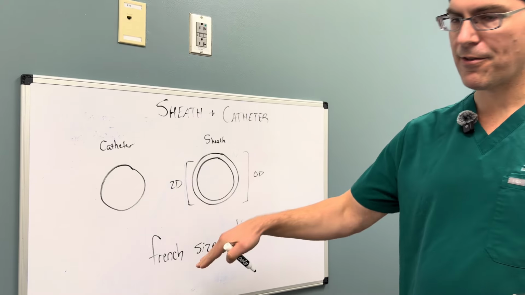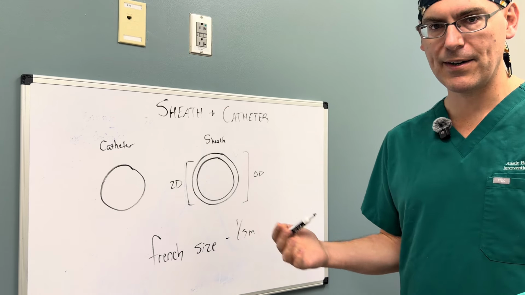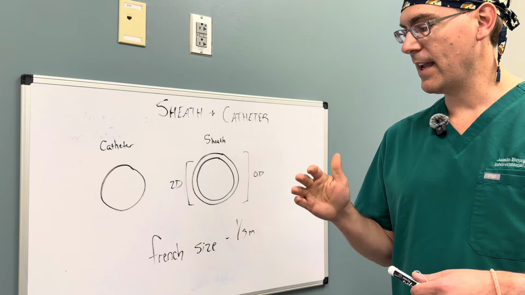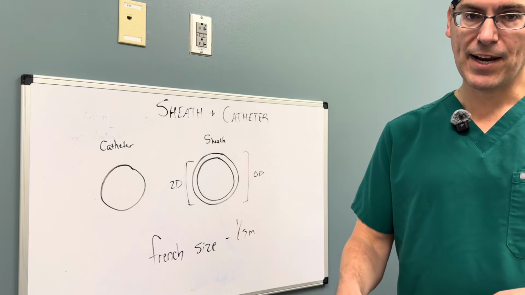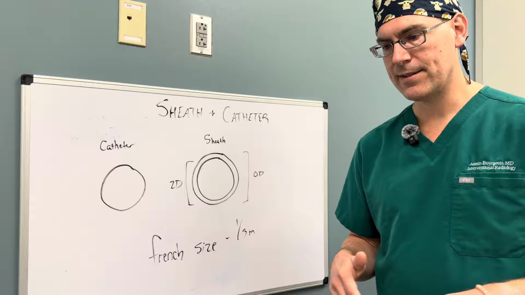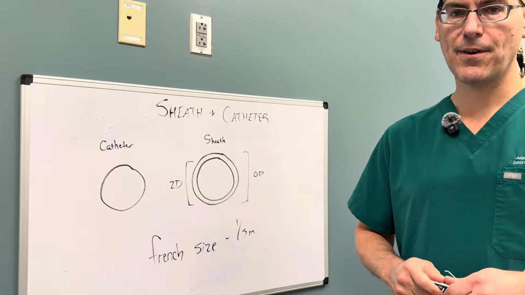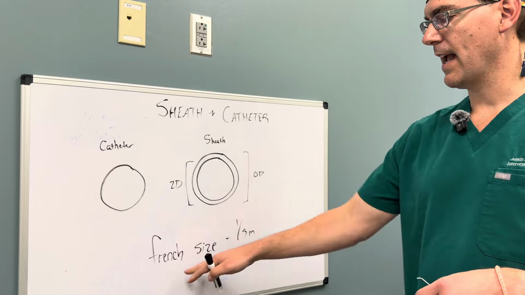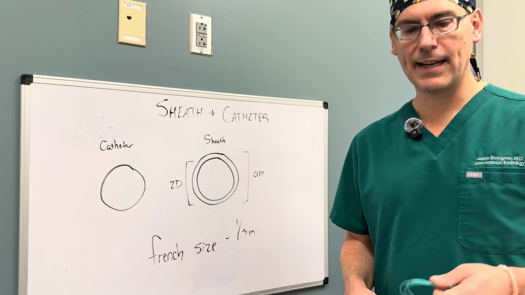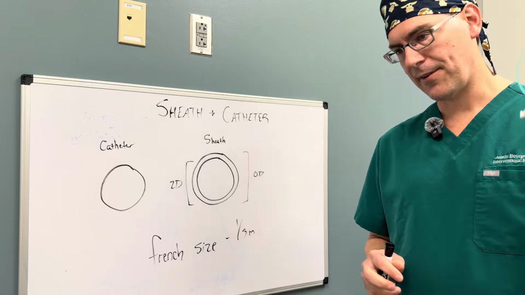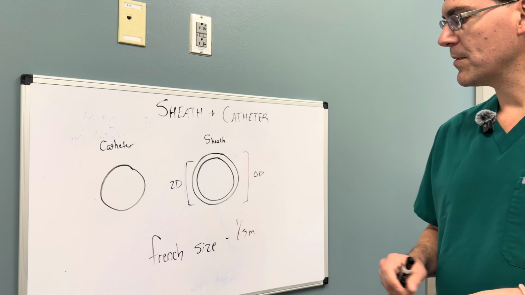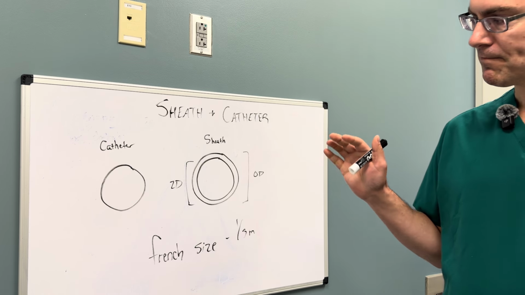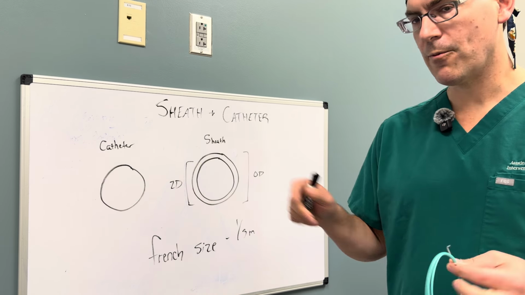So if we say a 3 French catheter, that's a millimeter in diameter. If we say a 6 French catheter, that's 2 millimeters in diameter. That's all it means: a French is 1/3 of a millimeter, and 3 French is a millimeter. That's basically how things have been denominated since the beginning of vascular catheter creation. So when I talk about French size, it's important to understand what we're talking about.